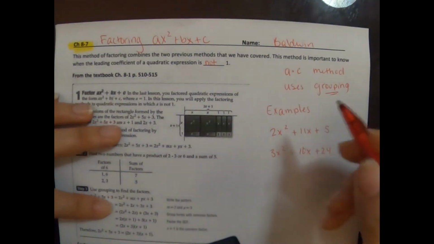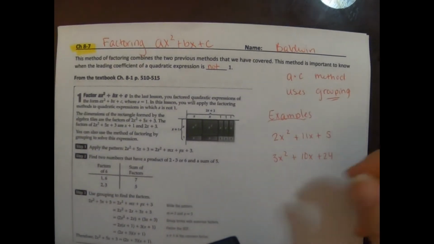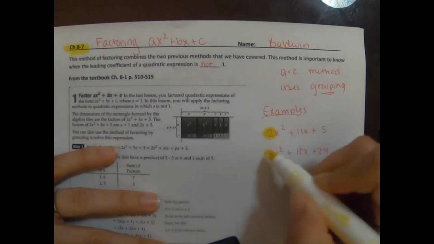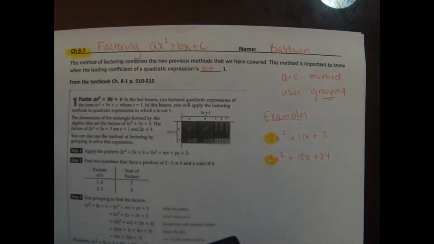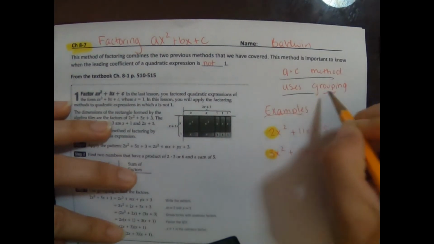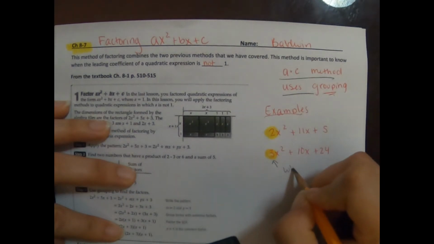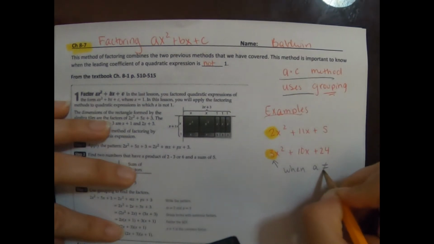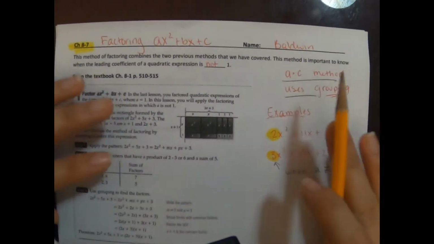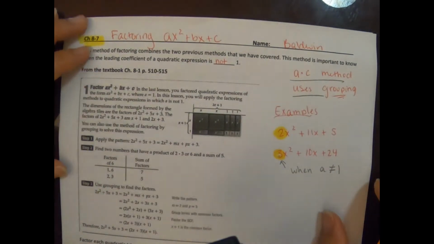All right, here's two examples of quadratic expressions that we would use this method with. The important quality about these two is the number in front is 2 or 3 and not 1. So this method uses grouping, and we use this method when A does not equal 1. So when there's a number here, it's not the invisible 1, you use the method on this paper. Factoring ax squared plus bx plus c.